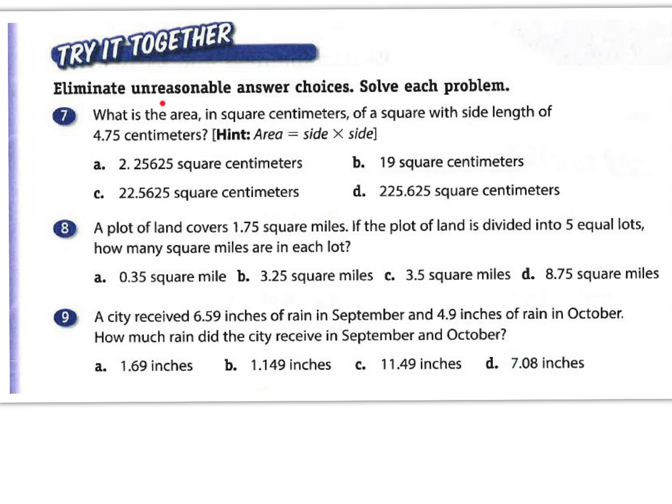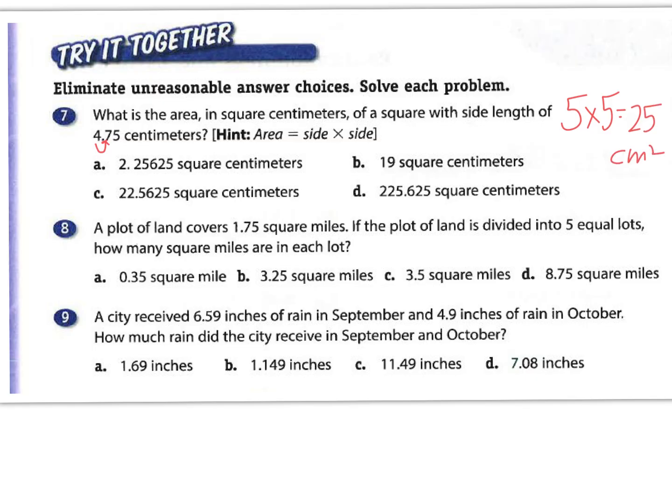This says, eliminate unreasonable answer choices. Solve each problem. What is the area in square centimeters of a square with a side length of 4.75 centimeters? Hint, the area is side times side. So a square, all the sides are the same, so they're all 4.75. Well, if we estimate that, the 7 is going to round the 4 up to a 5. So 5 times 5 would be the area is 25 centimeters squared.